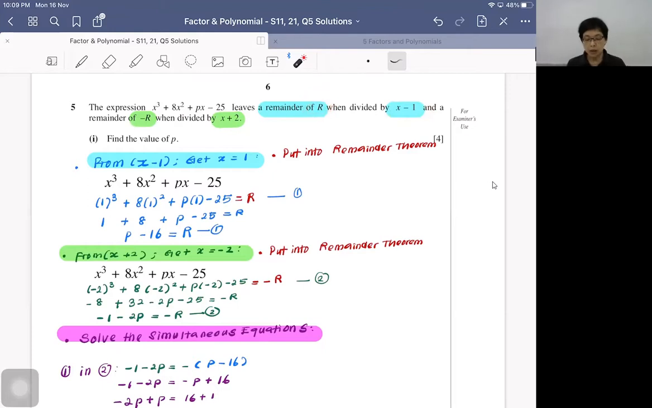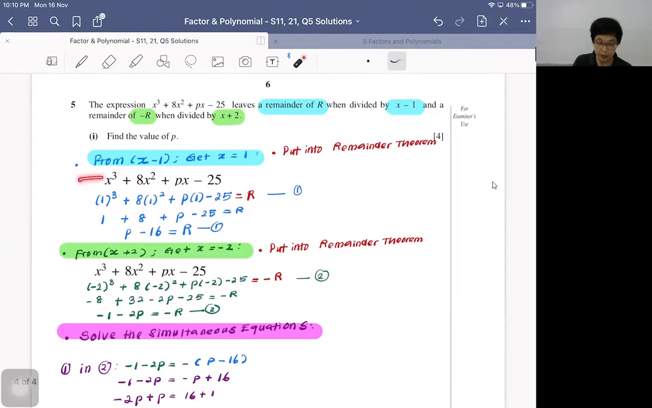And that means if we were to take from here x minus 1, we know that we can draw out the value for x as x equals positive 1. And with the remainder, we know that we're going to use the remainder theorem. Therefore, with the x value as positive 1, we will substitute it into the cubic expression given to us.